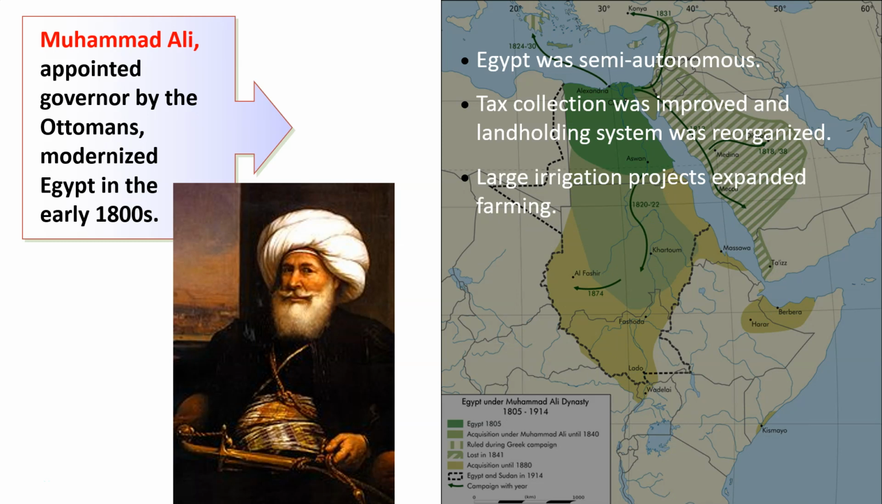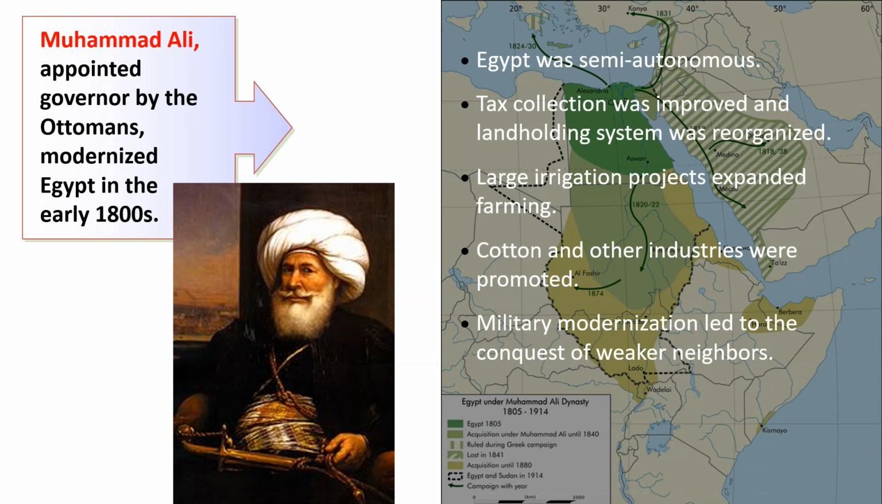If you're familiar at all with the geography of Egypt, a lot of it is desert. So Muhammad Ali championed large irrigation projects so that more of the land, using the water from the Nile River and other rivers, was able to be used for farmland. So promoting cash crops like cotton and other industries that would bring money back to Egypt. He also modernized the military to the point where he was successful militarily against what were weaker neighbors around him. So he was able to expand the territory. So again, Muhammad Ali, considered the father of modern Egypt.